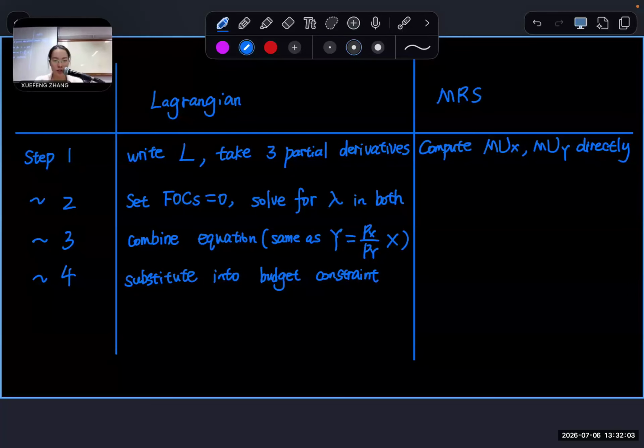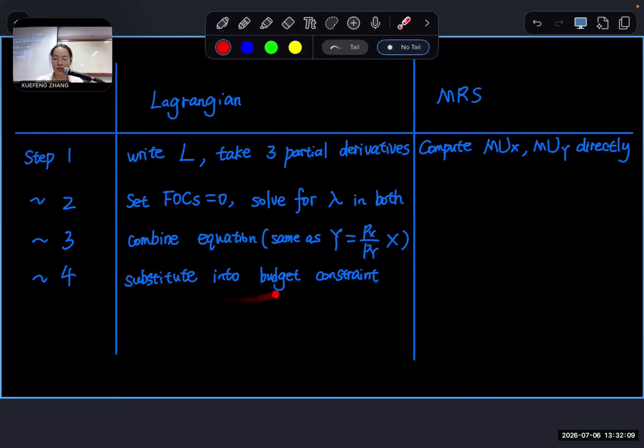These are the 4 steps for Lagrangian, but it's not really the same as what I told you before. Here, I just want to summarize it and compare with MRS. So basically here, we just solve the equations, right? We just solve the problems. For MRS, after you compute MUX and MUY, you just set MRS equal to the price ratio.